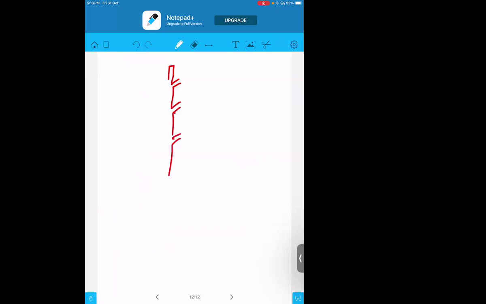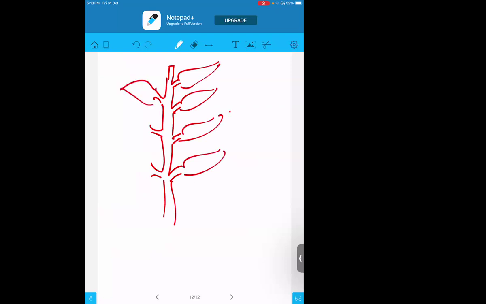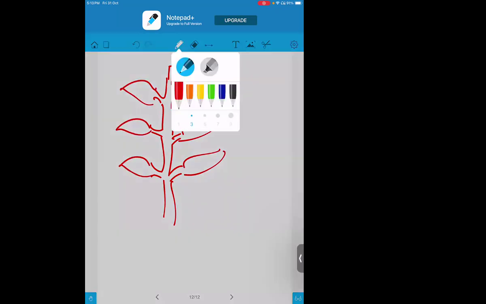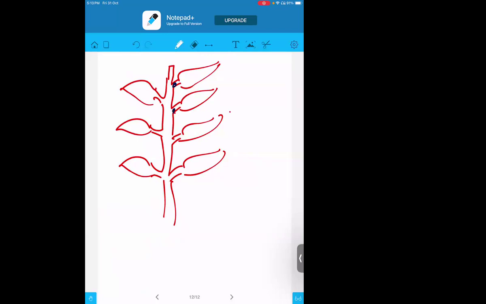Suppose now, this is the diagram here. In this case, what happened? As I told you, the point where the leaf comes out, those are the nodes. So these all are the nodes: this is a node, this is a node, this is a node. These all are the nodes only.